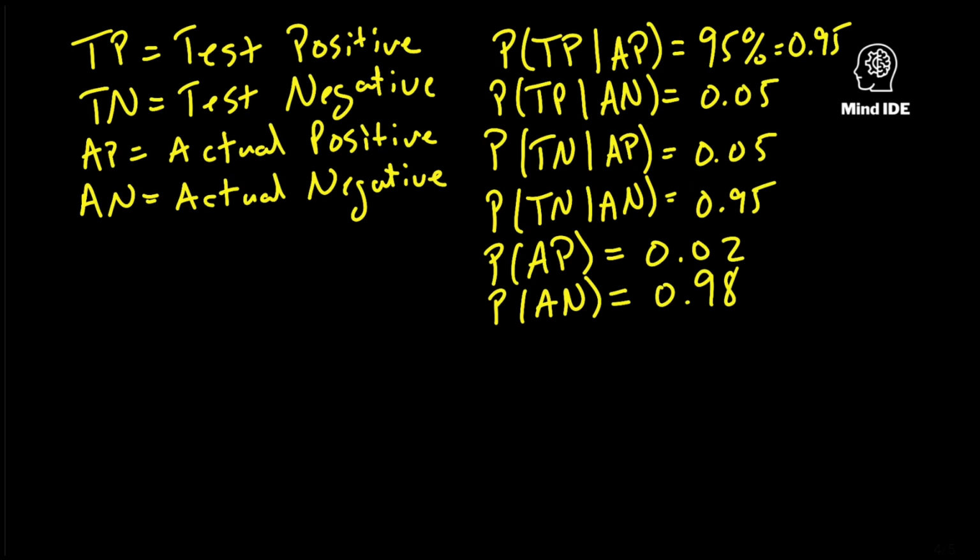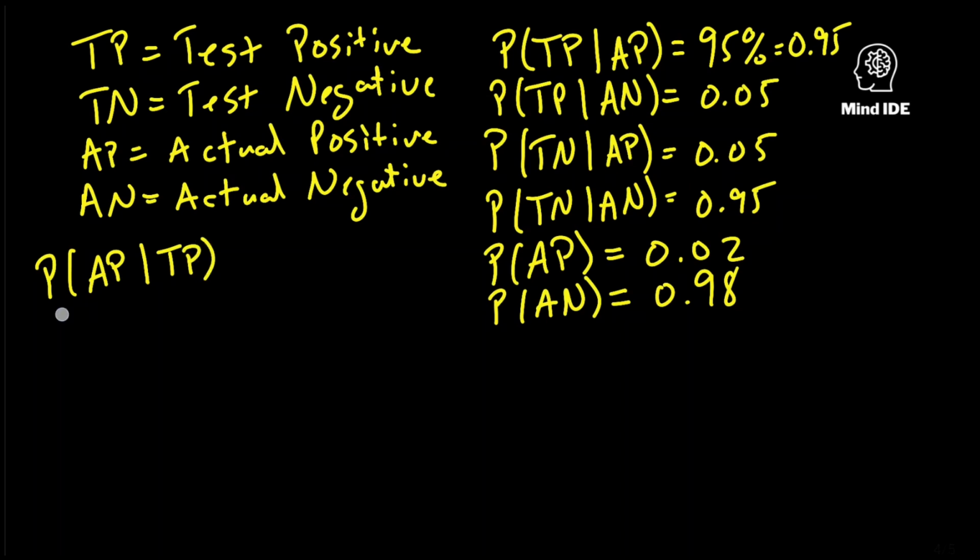Okay, so all of these in this column here are on the basis that we know if the person is actually positive or actually negative, and then we're doing the test. But what about the other way around? That's what we're looking at. So we want to find out the probability that you're actually positive given that you test positive.